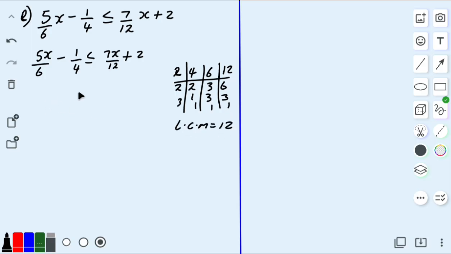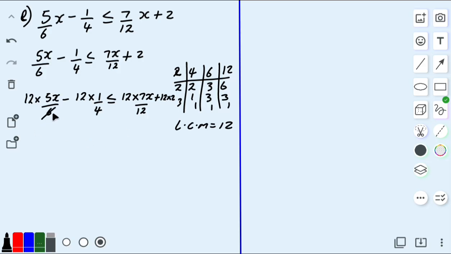Now, given that the LCM is 12, the next thing we need to do to eliminate this fraction is to multiply all through by 12. We multiply all the terms by 12. So what do we need to do here? We say 12 times 5x over 6 minus 12 times 1 over 4 less than or equals to 12 times 7x over 12 plus 12 times 2.